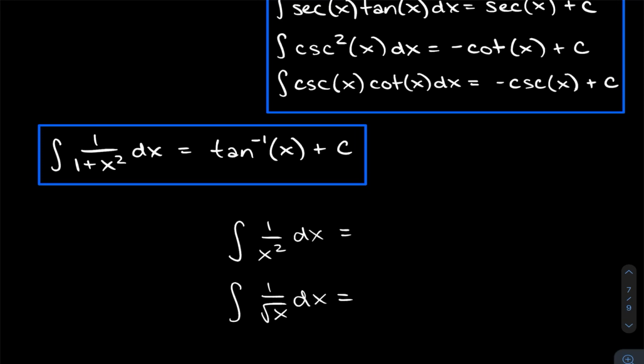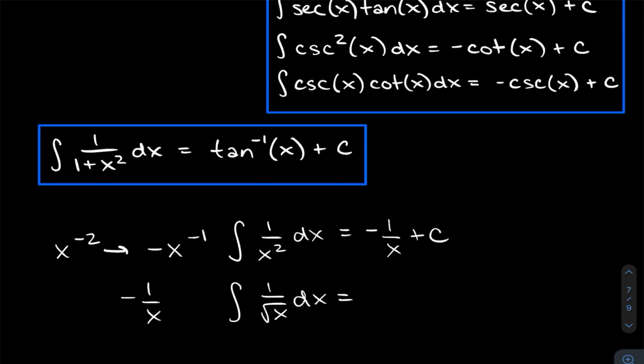First, the integral of 1 over x squared. Well, this is just x to the negative 2, and when you raise the power by 1, you get x to the negative 1. Bring it out front and flip it, that's just going to be a negative 1 out front. So that's negative 1 over x, and so that's what this ends up being.